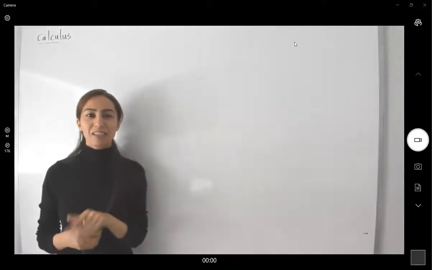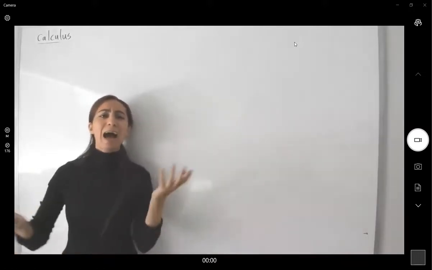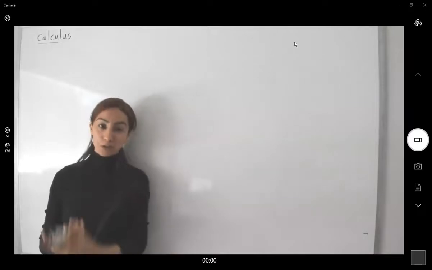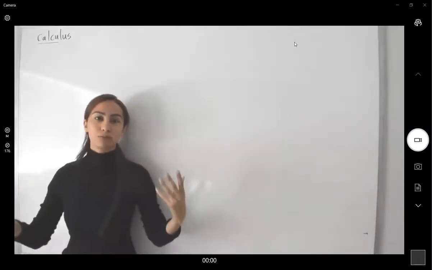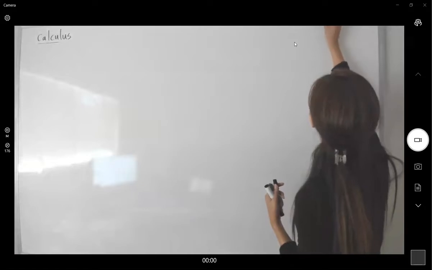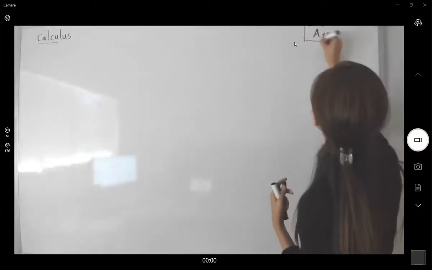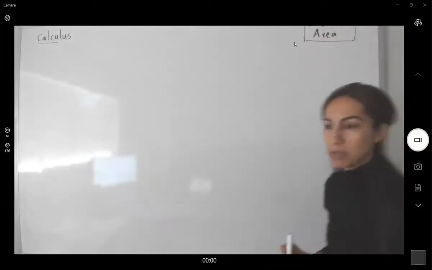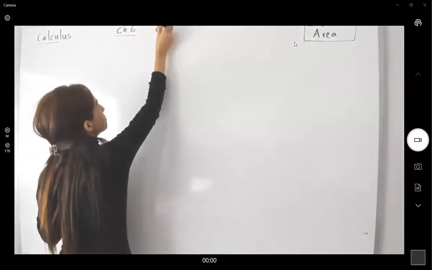Okay, welcome everyone. So we're going to continue talking about integrals. Today we're going to talk about how to find the area between two functions, and eventually we're going to move forward, and after the area we're interested in finding the volume using integrals. So objective: we're going to talk about area, and then we move forward to find the volume. We are in chapter 6 and section 6.1.